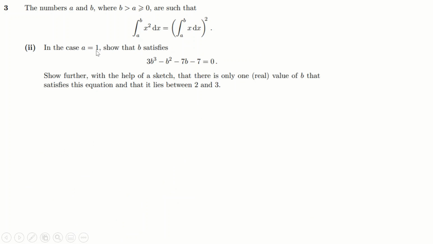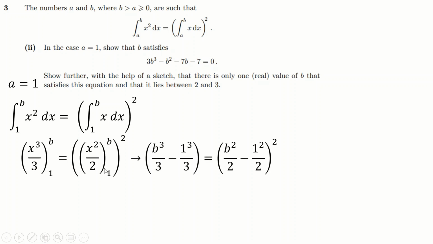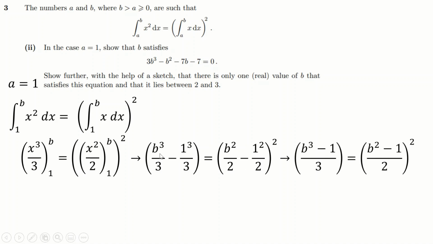Okay, in the case a is 1, show that b satisfies this. Okay, so I'm going to put a as 1 into my thing. So there's a as 1. Let's do exactly what we just did. This is going to look exactly the same, except there's 1s here rather than 0s. 1 cubed is obviously 1, and this is a common denominator, so I can put those fractions together for a b cubed minus 1 over 3 and a b squared minus 1 over 2.